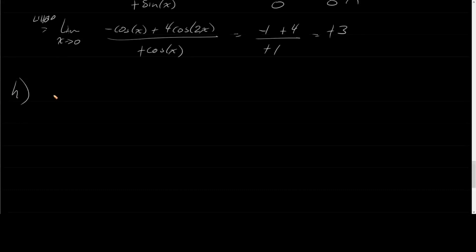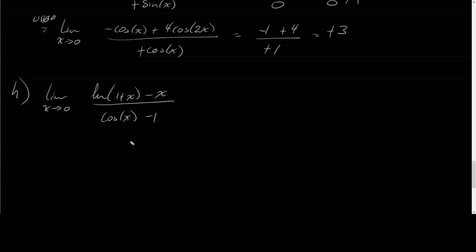Let's say that I have the limit as x goes to 0 of ln of 1 plus x minus x over cosine of x minus 1. Well, plug in the 0. 1 plus 0 is 1. Ln of 1 is 0. Minus 0 over cosine of 0 is 1 minus 1. So in here we end up with 0 over 0. That's indeterminate. And, well, so we can apply L'Hopital's rule.